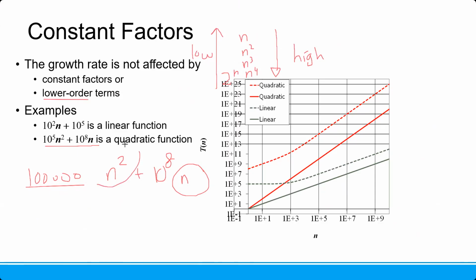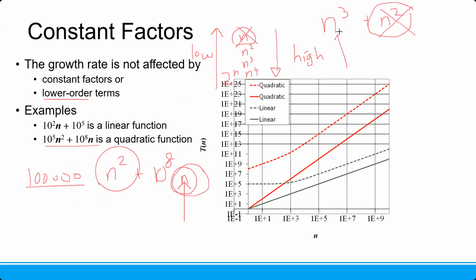So if I have quadratic and linear, this is the lower order. This lower order will not affect too much. That's it. If I have n power of 3 plus n power of 2, we can say this is lower order. It will not affect too much. This will affect more than the lower order.